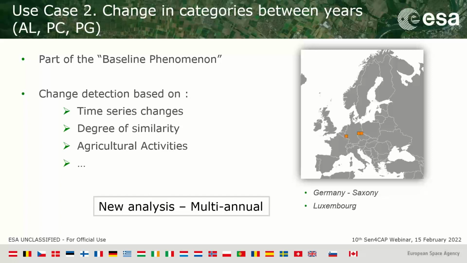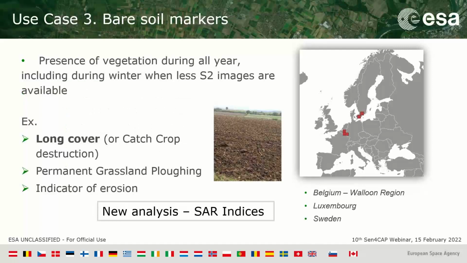And we will be working on 2 areas here, Germany, Saxony, and Luxembourg. The third use case is the bare soil markers. So here we will look at the vegetation, but also the bare soils during all year, including the winter months where there is less Sentinel-2 imagery. So the main issue would be to really find indices that could also be used during winter or during summer when there is a lack of Sentinel-2 images.